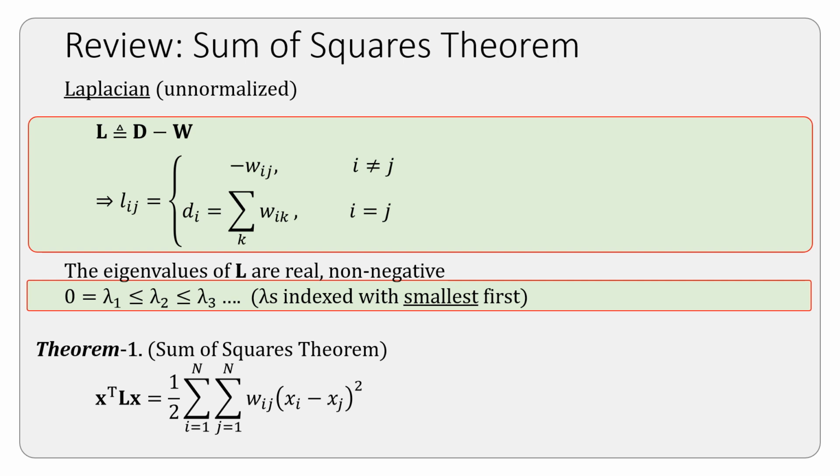The sum of squares theorem. This theorem states that x transpose Lx equals half of this double summation over indices of vertices i and j of wij times (xi minus xj) squared. This n here is the cardinality of the set of vertices.